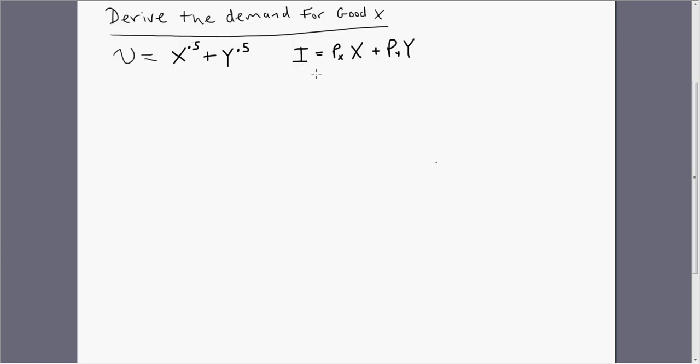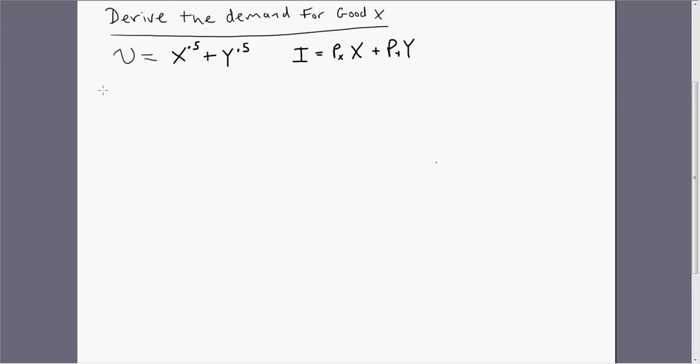The consumer has a budget constraint given by this usual formulation, where I is consumer income, P subscript X is the price of good X, X is units of good X, P subscript Y is the price of good Y, and Y is units of good Y.